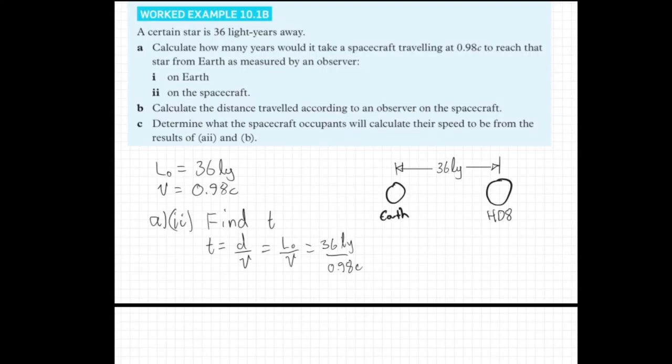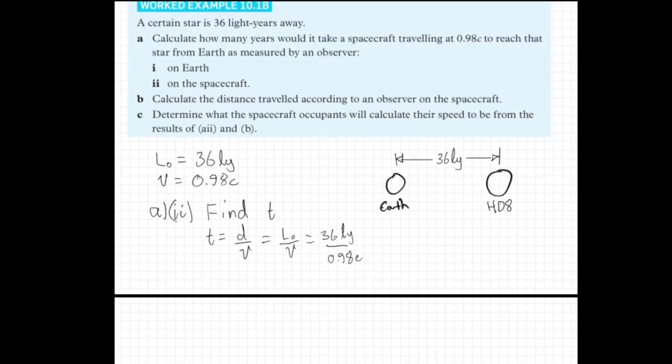Okay, so part II asks for the time taken for someone on the spacecraft. How are we going to do that? Oh, we should actually solve this, shouldn't we? 36 divided by 0.98 c. Can somebody do 36 divided by 0.98?